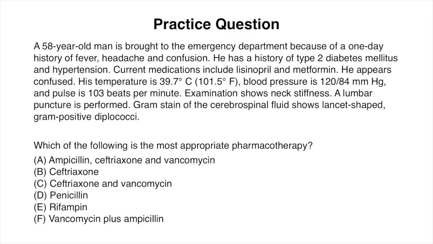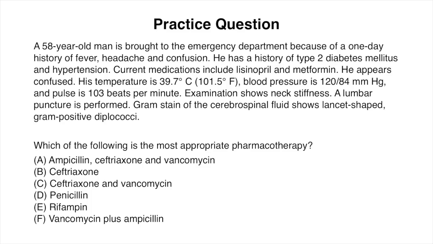Alright, let's go through a practice question now. Here we have a 58-year-old man who was brought to the emergency department because of a one-day history of fever, headache, and confusion. He has a history of type 2 diabetes and hypertension, and his current medications include lisinopril and metformin. He appears confused, and he has a temperature of 101.5, blood pressure is 120/84, and pulse is 103. Examination shows neck stiffness, and a lumbar puncture is performed. Gram stain of the cerebrospinal fluid shows lancet-shaped gram-positive diplococci. Which of the following is the most appropriate pharmacotherapy?